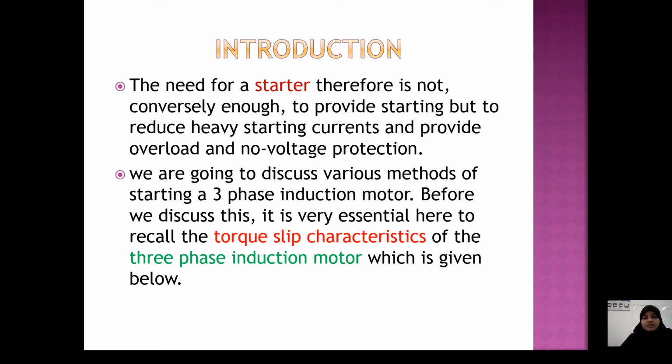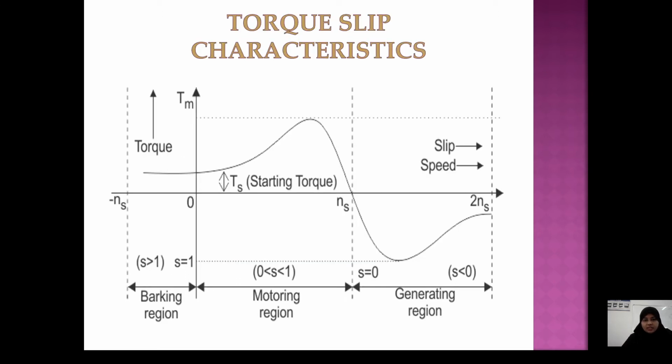Before going to see that, we will see the torque slip characteristics. To discuss various methods of starting of the three-phase induction motor, we have to see the torque slip characteristics. This is the torque slip characteristics showing three regions, that is motoring, braking and generating regions. On the x-axis we are taking speed and slip, on the y-axis we are taking torque. This already we have discussed in the previous classes.